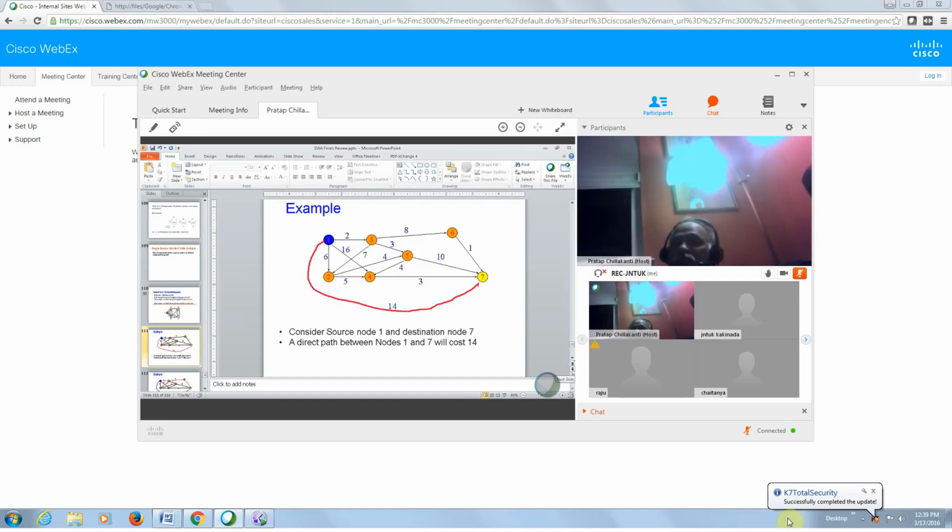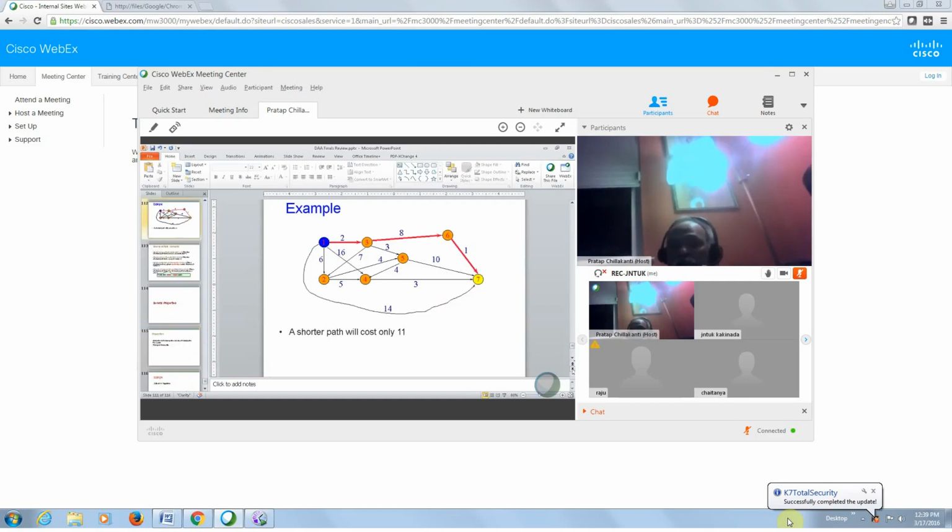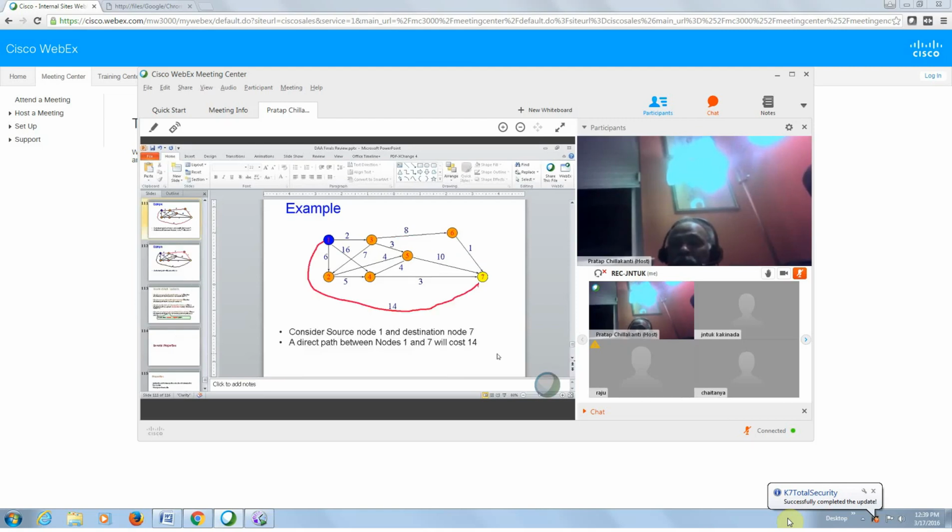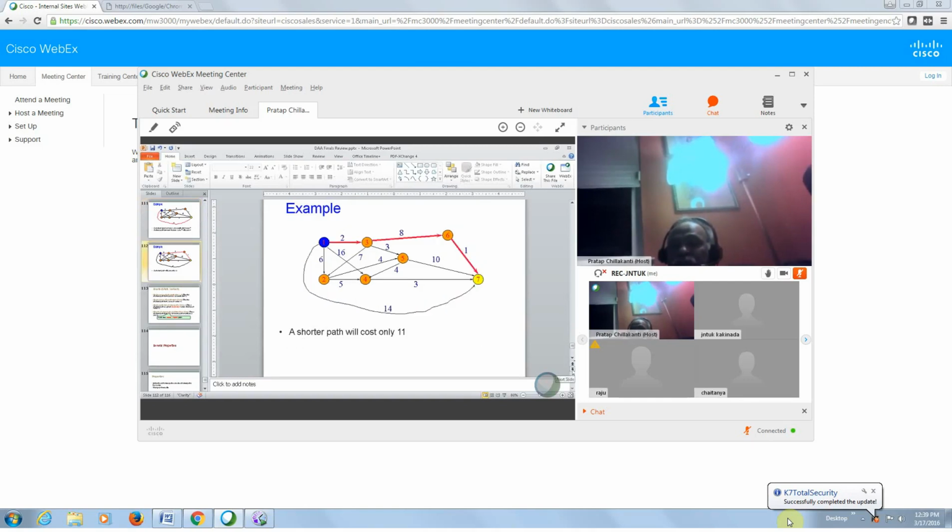So you have a source node 1 and destination node 7. Then how much it costs, that's what we are trying to find out, right? That is one way of looking at shortest path. So if you see the direct path between node 1 and node 7, it's going to cost 14. Okay, you have a shorter path which costs only 11.